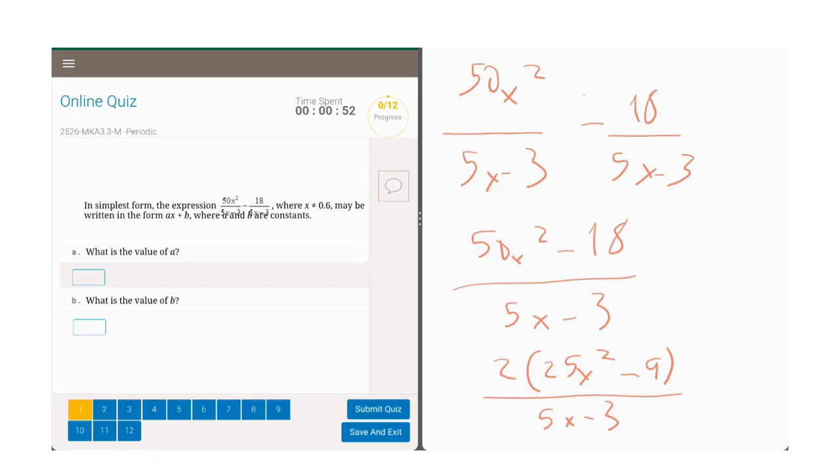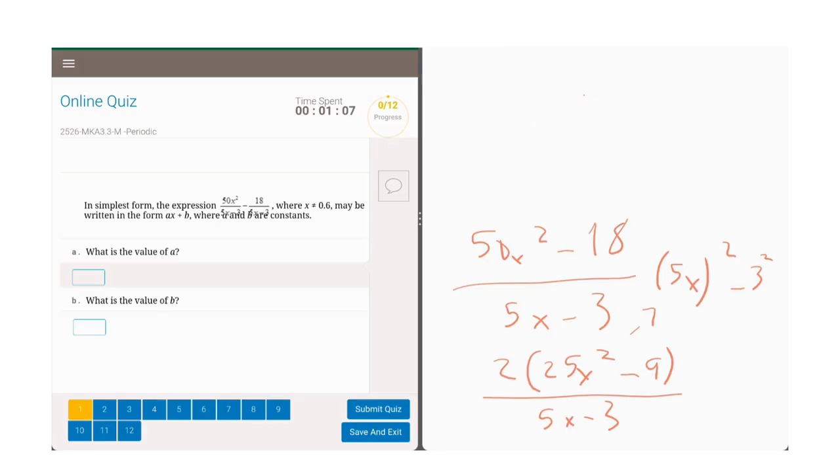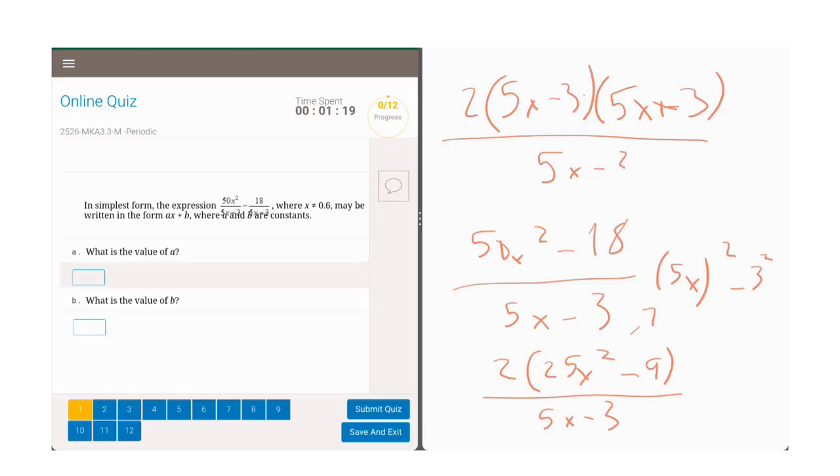And we can factor the top even more by using difference of two squares. So this is technically 25x squared minus 9, which is 5x all squared minus 3 squared. So let me put space. So you can rewrite this as 2 times (5x minus 3) into (5x plus 3), all divided by 5x minus 3. You can cancel out 5x minus 3 with 5x minus 3, and we'll be left with 2 into (5x plus 3).